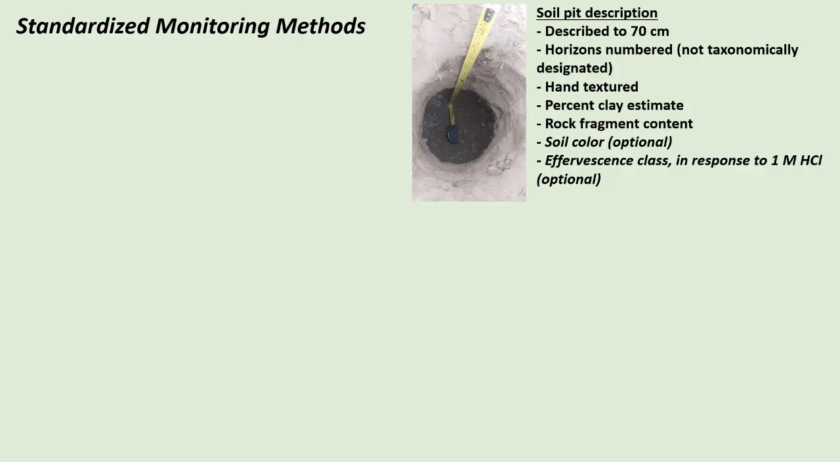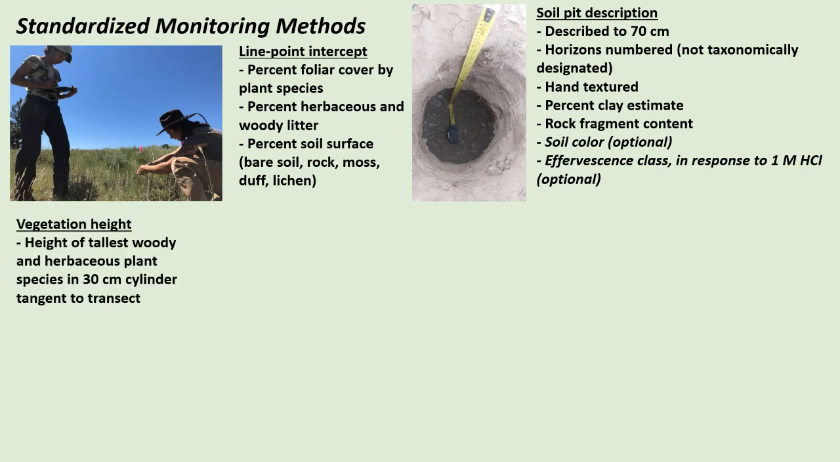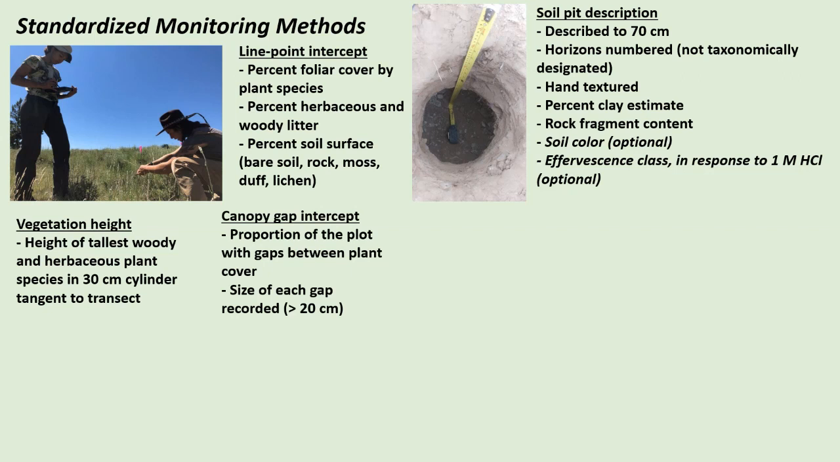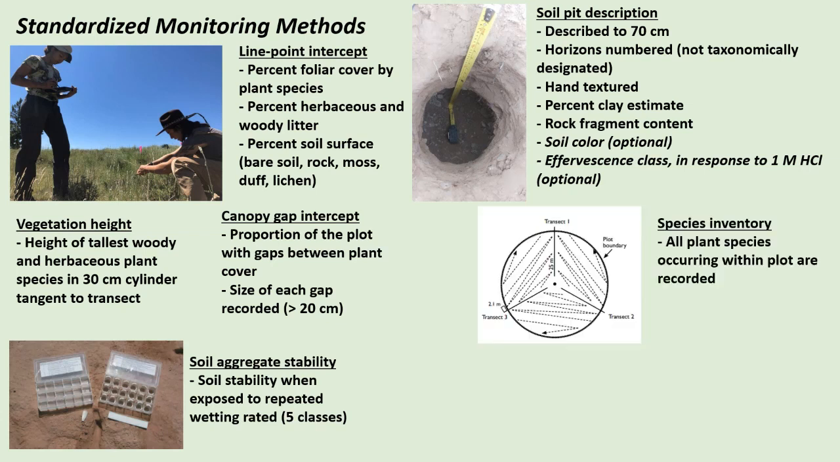So at each monitoring plot, there is a soil pit described. Line point intercept is collected, which gives us percent foliar cover by plant species, as well as indicators such as litter and bare soil. Vegetation height is collected. Proportion of the plot with large gaps between plant cover. A soil aggregate stability test to look at stability of the soil surface. A full species inventory.